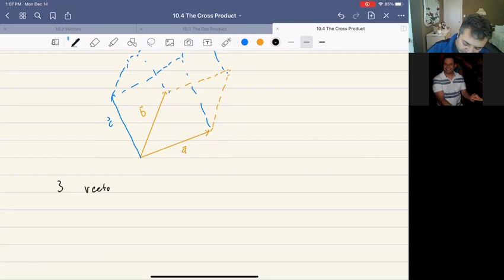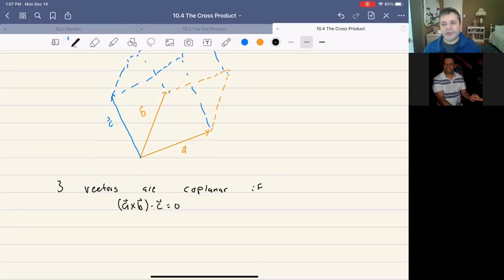Three vectors are coplanar if A cross B dotted with C equals 0. Okay, what's really that telling us? Let's assume that happens. If A cross B dotted with C equals 0, that means that A cross B as a vector is perpendicular to C, right?